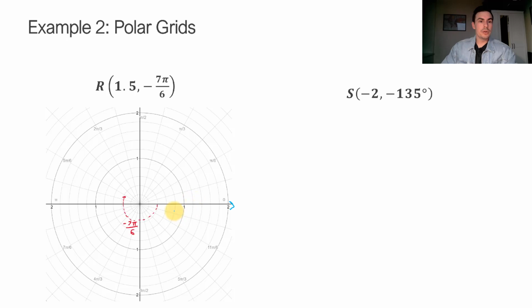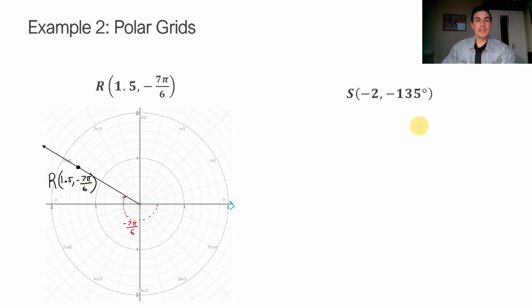So I'm just going to rotate -7 pi over 6. That's going to land me right about here. Okay, and then I'm going to go out 1.5. So this is where my point R would be, R 1.5, -7 pi over 6, right?